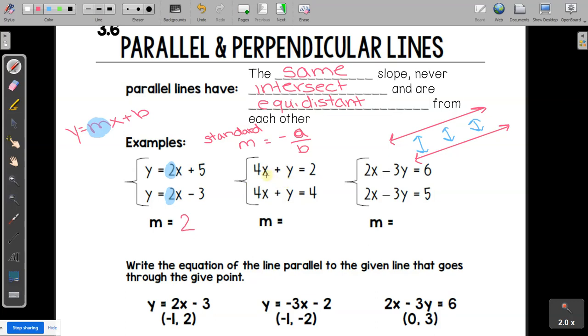So here is our a, our b is 1, and our c is 2. So we're going to take negative a, so negative 4, and divide it by 1. So negative 4 over 1 is negative 4. Let's see if it's the same thing here. It is. We have negative 4 over 1. So our slope here is negative 4.